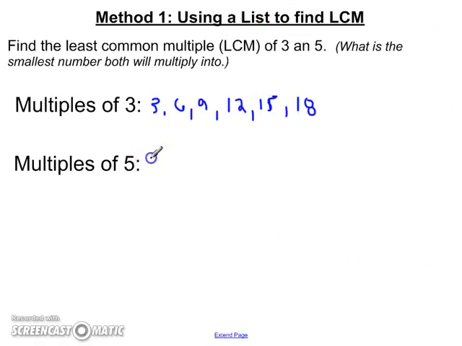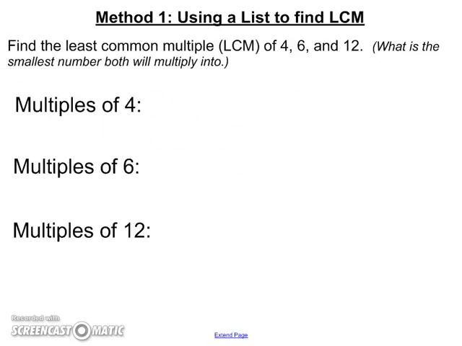So multiples of 5. You got 5. You got 10. You got 15. Oh, there it is. In this particular case, you got lucky, because 15 happens to show up pretty quickly on both lists, and so 15 is the least common multiple. Now, like I said, with bigger numbers and so on, you may have to go a long way before you find that multiple.